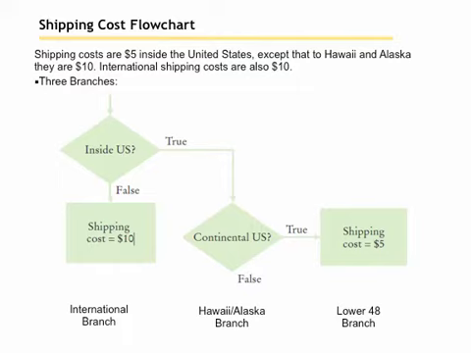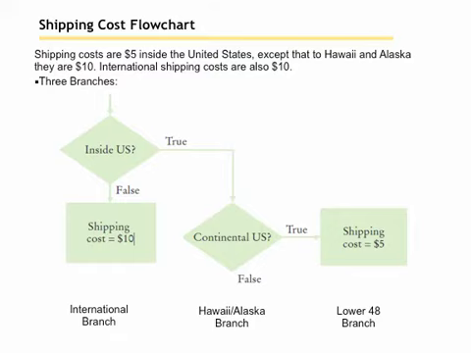Here's an example of that shipping cost flowchart. So we want to ask if the shipping costs are $5 inside the United States, except that Hawaii and Alaska are $10. International shipping costs are also $10. So we have 3 branches. Is it inside the US?